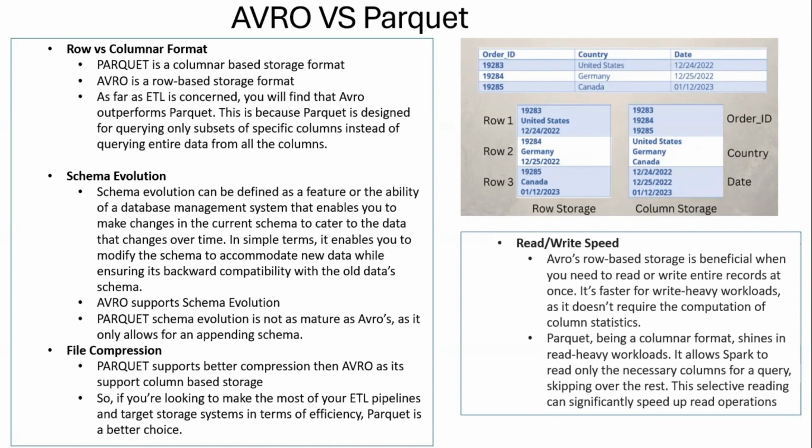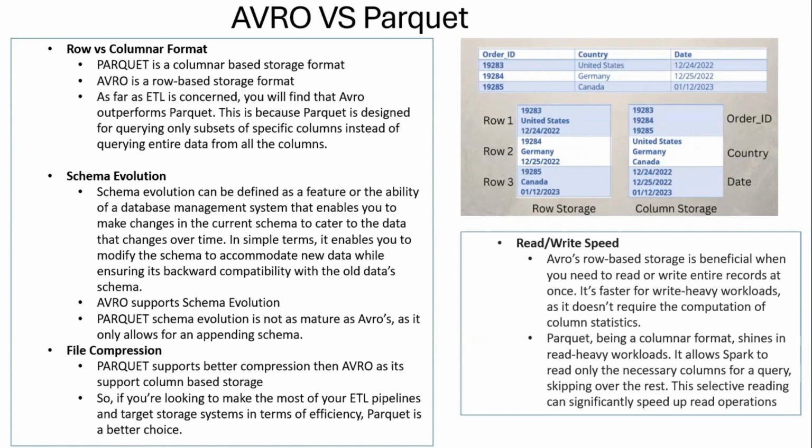Schema Evolution can be defined as a feature or the ability of a database management system that enables you to make changes in the current schema to cater to the data that changes over time. In simple terms, it enables you to modify the schema to accommodate new data while ensuring its backward compatibility with the old data's schema. Essentially, it allows you to read the entire data together as if there was a single schema. It is frequently used with the append and overwrite functions to automatically add new columns.